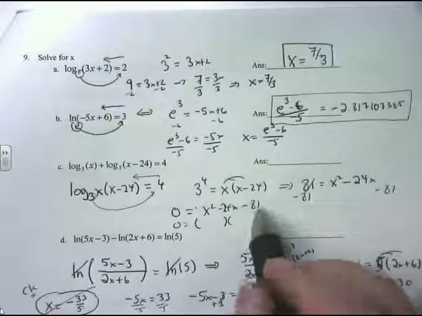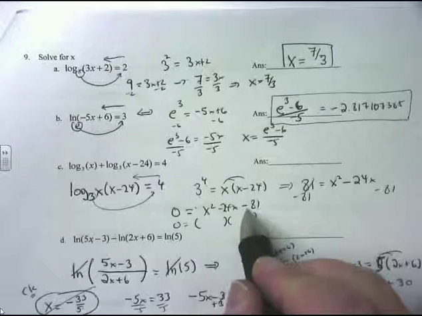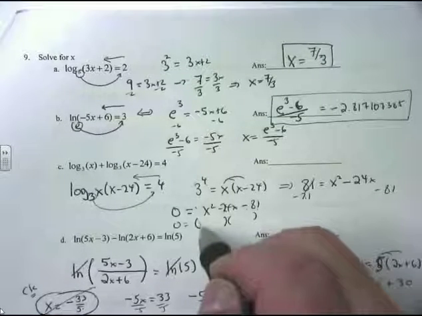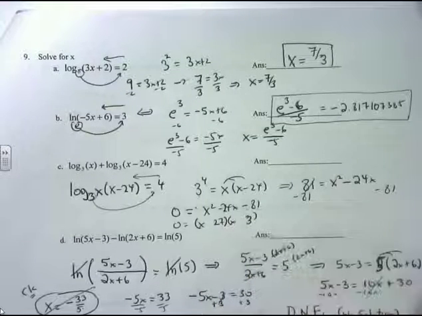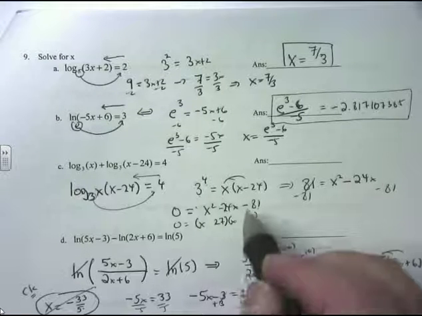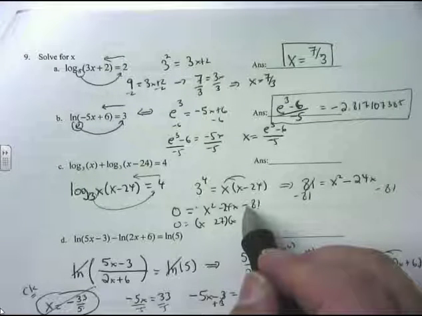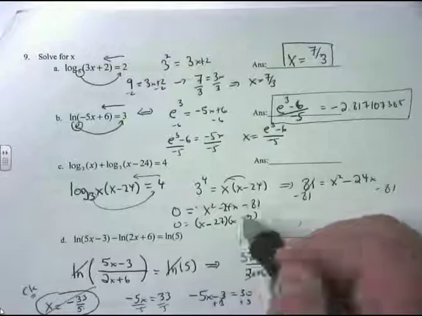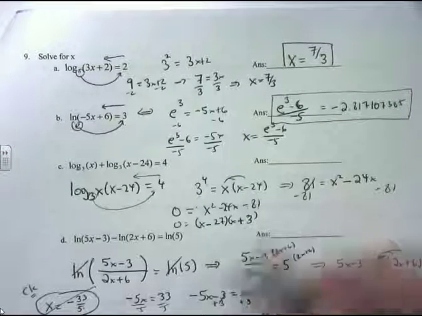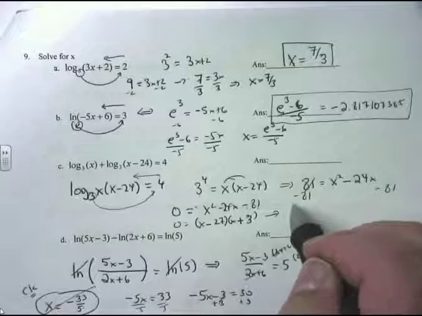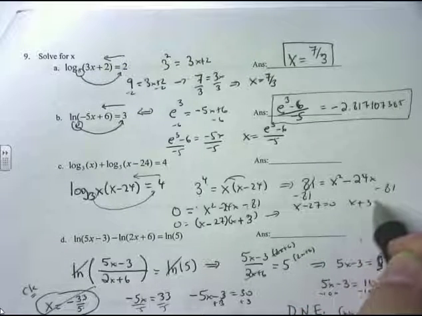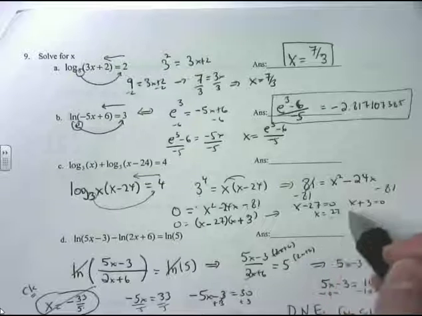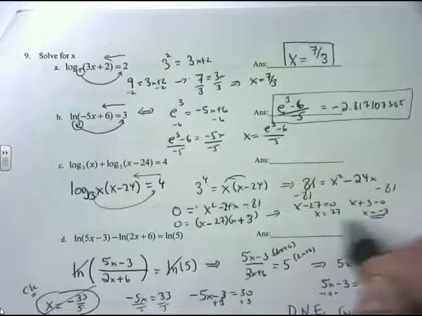Factoring it: what times what is 81 that differs by 24? It's got to be 27 and 3, because remember, 81 is 9 times 9, or 27 times 3. But because the middle term is minus, one's a minus and one's a plus. It's got to be a minus on the 27 and a plus on the 3. So I'm going to set each factor equal to 0: x minus 27 equals 0 and x plus 3 equals 0 gives me x equals 27 and x equals negative 3.